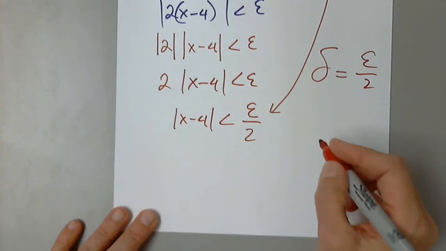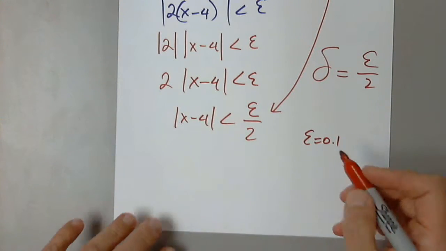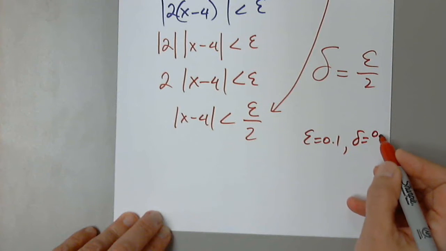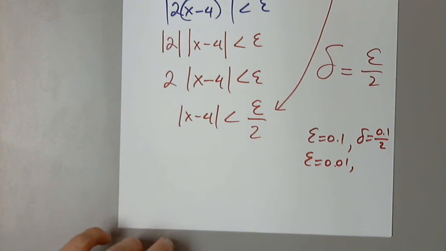In other words, if I say epsilon is 0.1, can you find the delta? What will it be? 0.1 over 2. Okay? If I say epsilon is 0.01, what will you say? 0.01 over 2. And can I go on forever? Why can I go on forever? Because the limit exists. I can pick any epsilon I want. The corresponding delta is epsilon over 2.